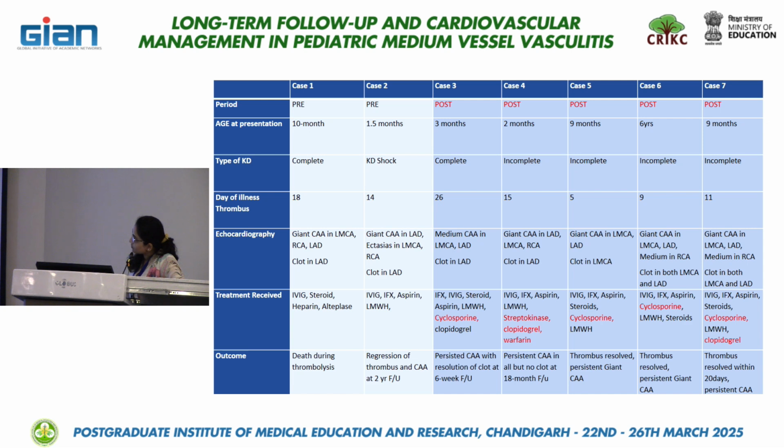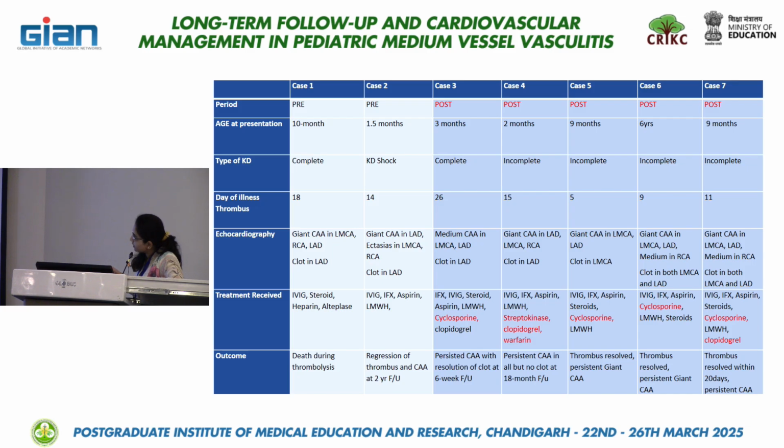The second case was a 1.5-month infant presenting with KD shock syndrome, developing thrombus on the 14th day of illness with giant aneurysm in LAD and clot in LAD. Treatment was given and there was regression of thrombus and coronary artery aneurysms by 2 years follow-up. The next case was post-COVID.